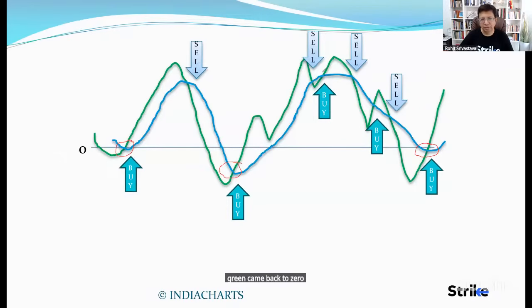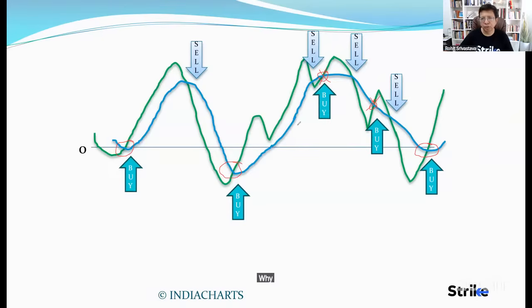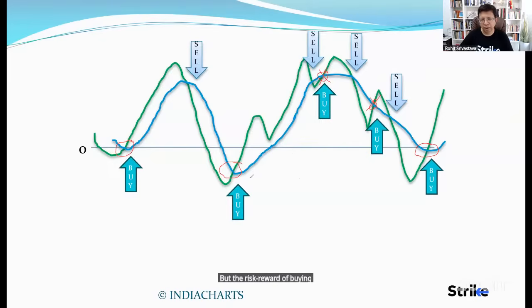But here, is this buy signal after? No. Here, this is well above zero, right? Here the indicator didn't come back to zero and then come up and give a buy. It just went sell, buy in between. Same thing happened here. So these are signals on which we don't buy. Why don't we buy? Because yes, prices may still be going up after that. They may be extending, but the risk reward of buying is down here. This is when the risk is the least and the reward is the entire cycle, which could be a 5%, 10%, 15% move depending on the time period you're looking at.